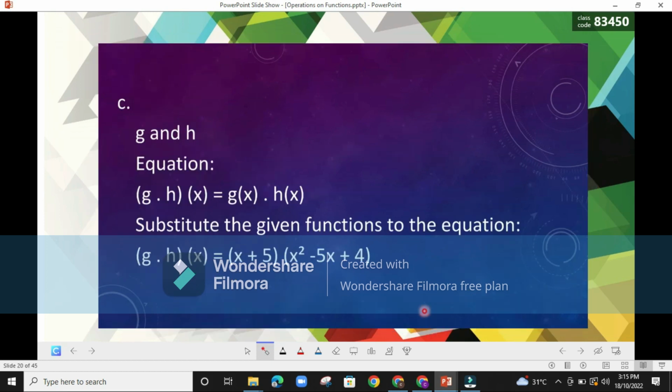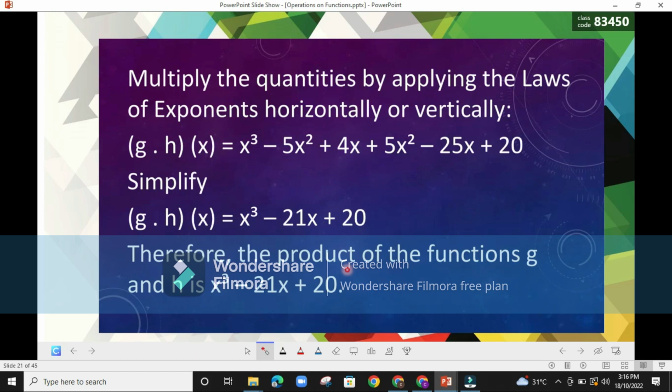Okay, let's proceed to the third example, g and h. So we have here the equation g times h of x is equal to g of x times h of x. Substitute the given functions to the equation. We have g times h of x is equal to the quantity of x plus 5 times the quantity of x squared minus 5x plus 4. Okay? So we have to multiply the quantities by applying the laws of exponents horizontally or vertically.